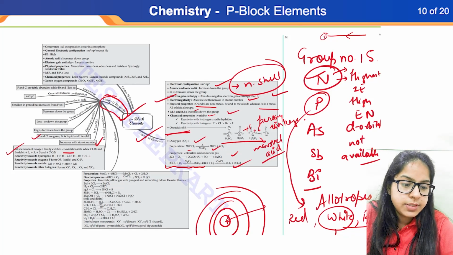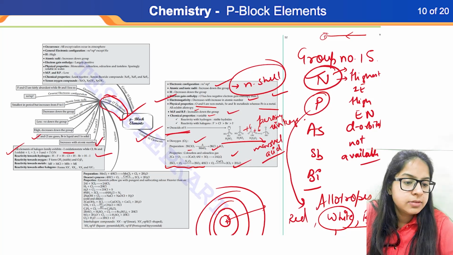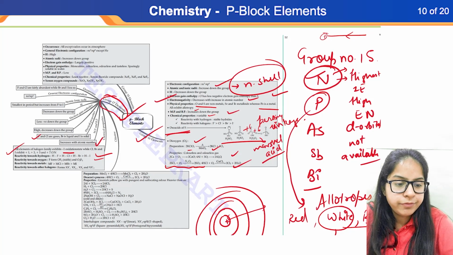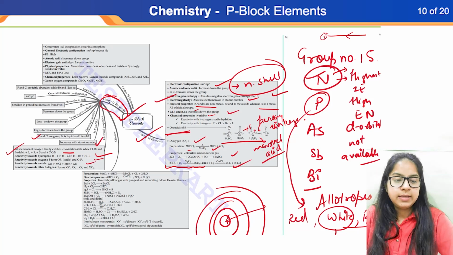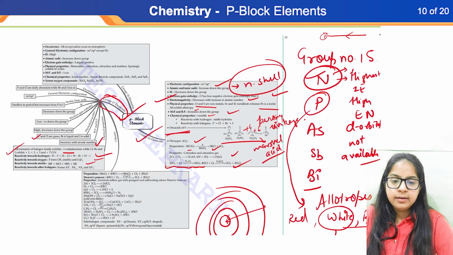Now the reactivity towards hydrogen. HF is more reactive than HCl, which is more reactive than HBr, which is more reactive than HI. So this is the reactivity towards hydrogen. Reactivity towards oxygen: fluorine forms OF2 and O2F2. These are the compounds that are formed. Reactivity towards metals: MF is more reactive than MCl, than MBr, because it is easy to break the bond, because fluorine is more electronegative and forms F negative, and M can easily donate the electrons.